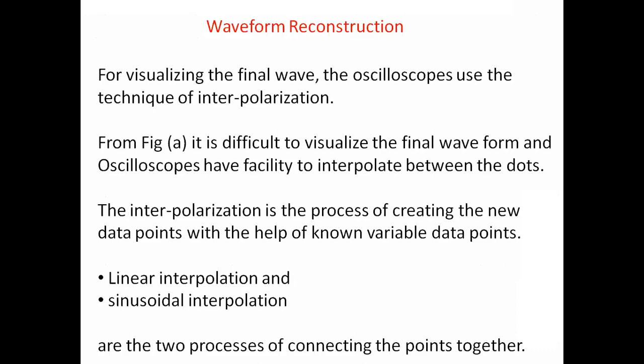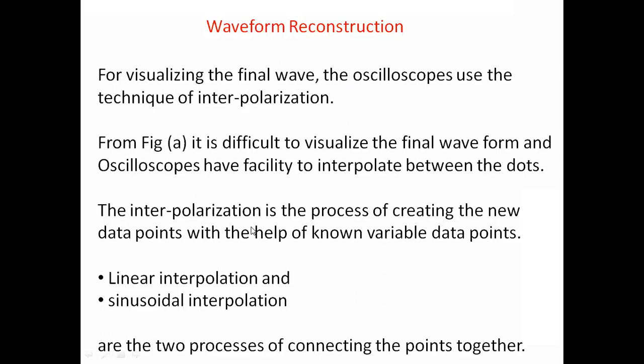Okay. So here we are saying that there are two operations. One is conversion of the signal from analog to digital form, and that will be stored in the memory. After storing the data in the memory, again we have to reconstruct the data which is applied to the CRT. So how can we reconstruct the waveform? For visualizing the final wave, oscilloscopes use the technique of interpolation.